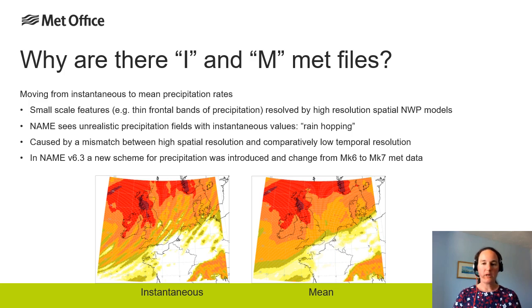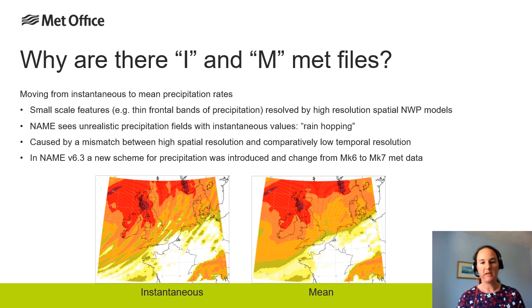The other thing you might notice if you look at the MET files quite carefully is that there are I files and M files. For every time step, every time-stamped file, you'll find there's an I time-stamped file and an M time-stamped file. The reason is that we have instantaneous files and mean files. Some variables we take as means and some as instantaneous ones. And the reason for taking means is actually the precipitation.